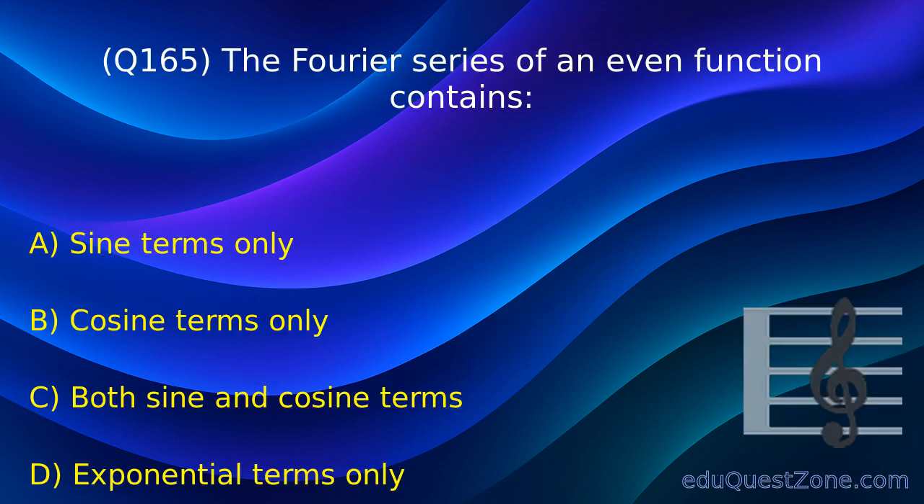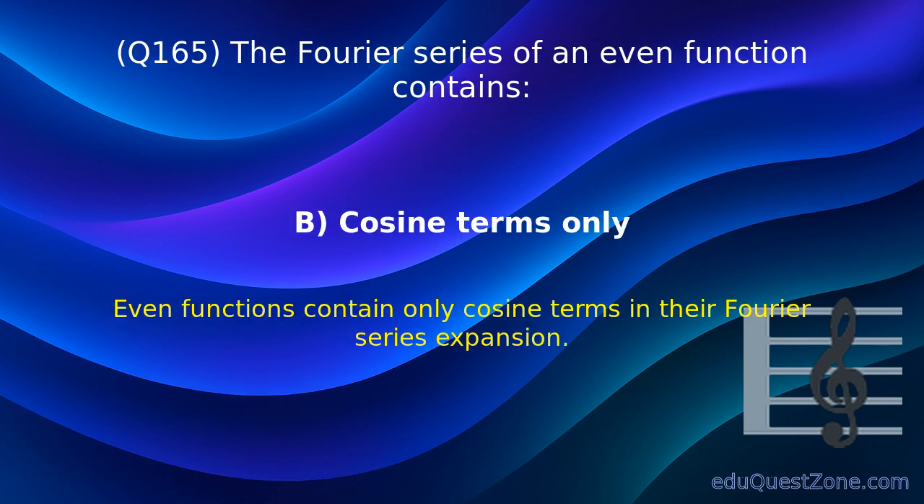Question 165. The Fourier series of an even function contains? Option B, cosine terms only. Even function Fourier series has only cosine terms.